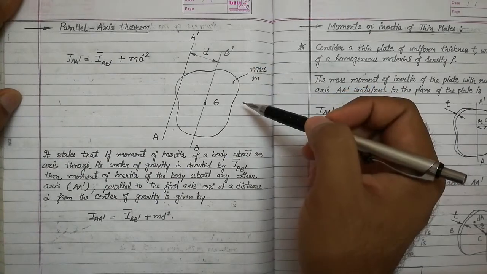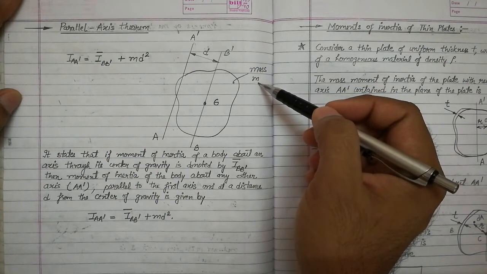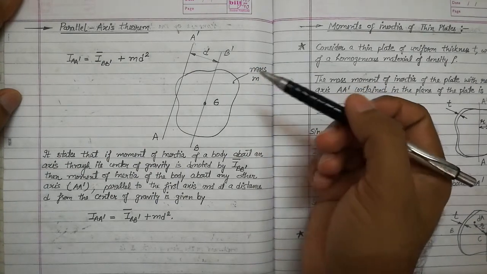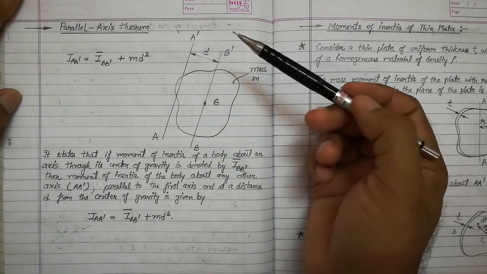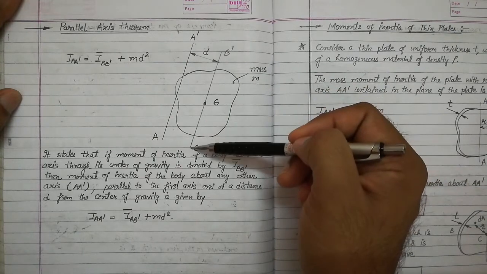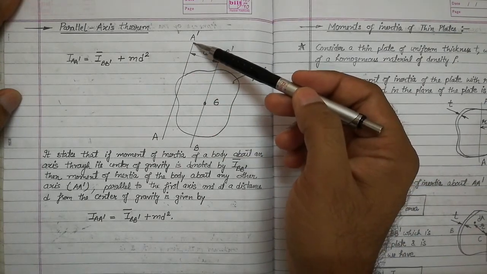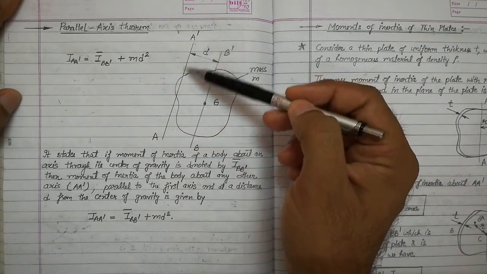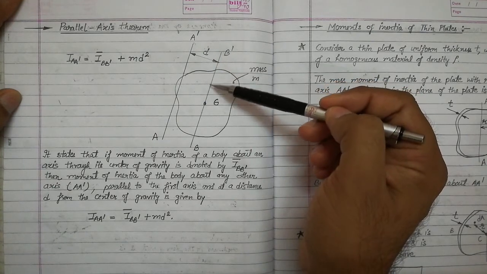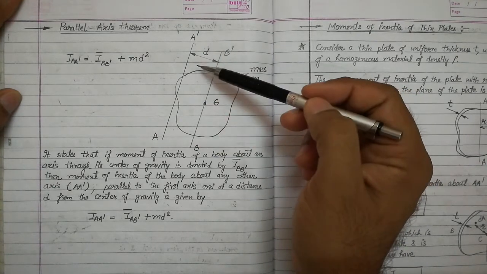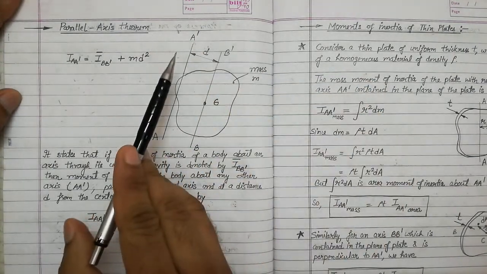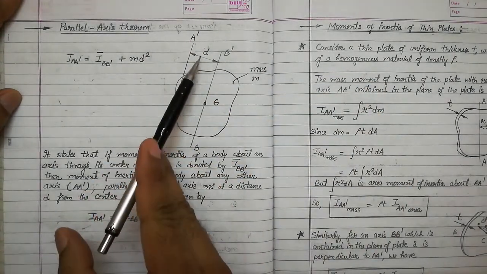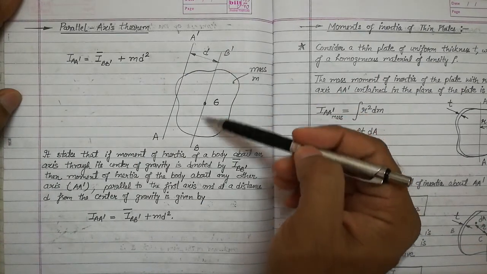Now suppose the mass of the body is m, and we want to find the moment of inertia of this body about any other axis which is parallel to its centroidal axis. That axis is labeled as a dash, and it is parallel to the centroidal axis. Let us say the distance of that axis from the centroidal axis is d units.